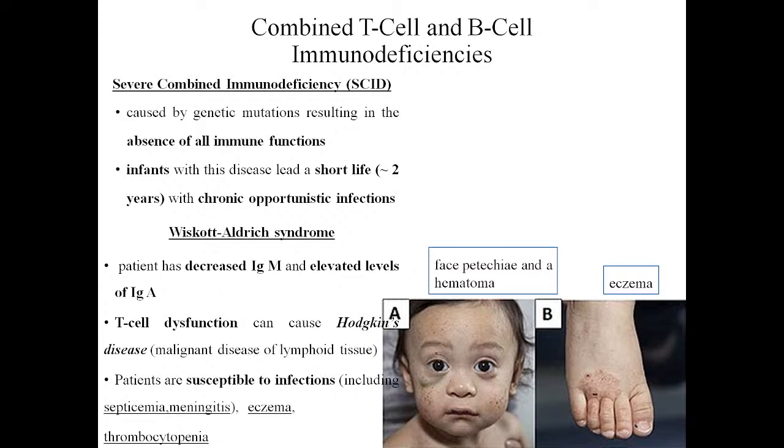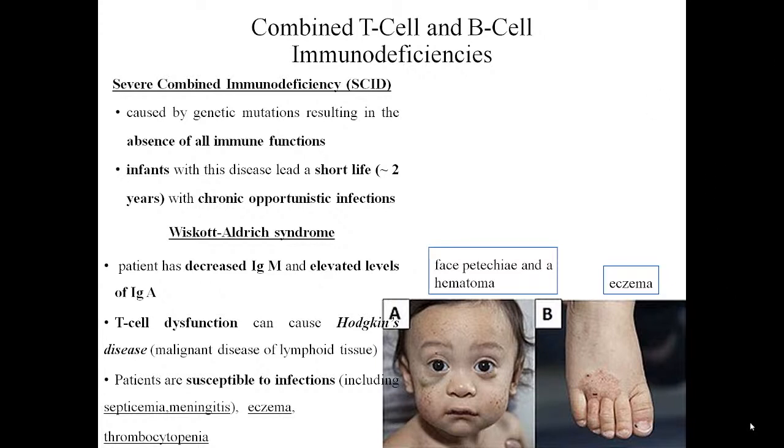Patients with Wiskott-Aldrich syndrome are susceptible to different infections, including septicemia, which is multiplication of bacteria in the bloodstream, meningitis, inflammation of meninges, eczema, and thrombocytopenia. What is eczema? Eczema is a non-contagious, non-infectious inflammation of the skin, especially the dermis, that is characterized by severe itching.